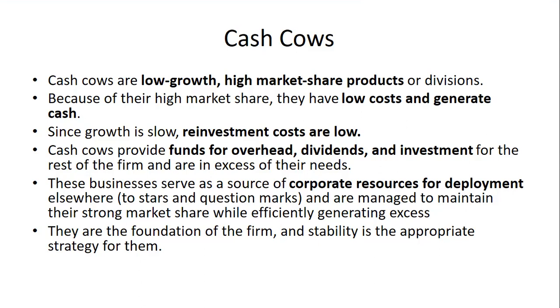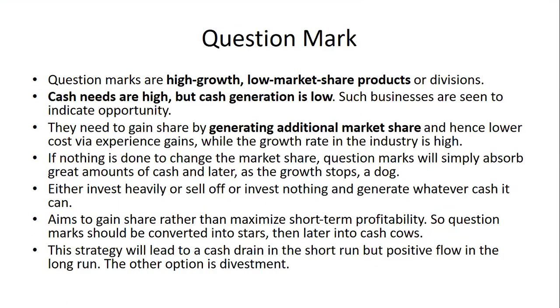Cash cows provide funds for overheads, dividends and investment for the rest of the firm in excess of their needs. These businesses serve as a corporate source for development. They maintain their strong market share while efficiently generating the excess cash. They are the foundation of any firm or organization, and stability is the appropriate strategy for them. So basically, the best strategy for them is stability.